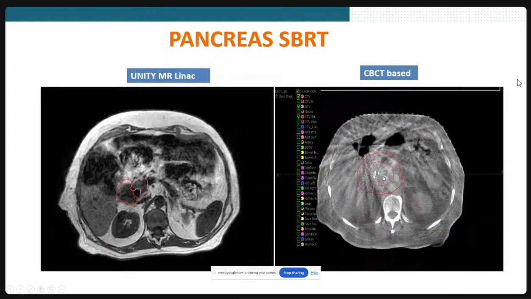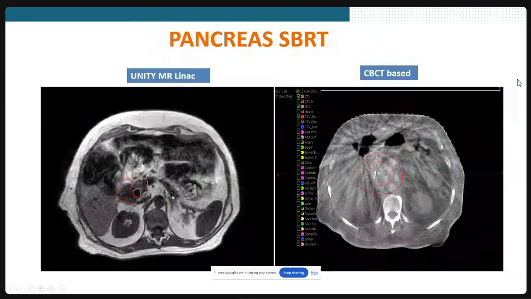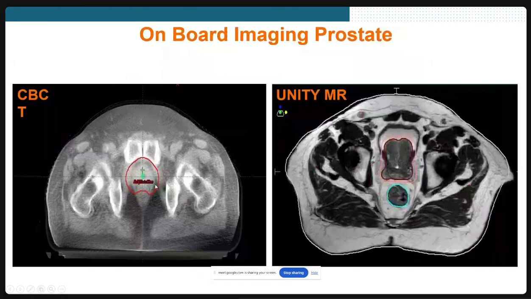And if you look at the CBCT, it is much worse, whereas it can be very well seen in an MRI image, and you can plan very nicely, and then deliver the required dose to the patient, without giving much dose to the adjacent structures, like the duodenum or the bowels or stomach, which come into the field during the treatment, which we can really track, deliver, and do.